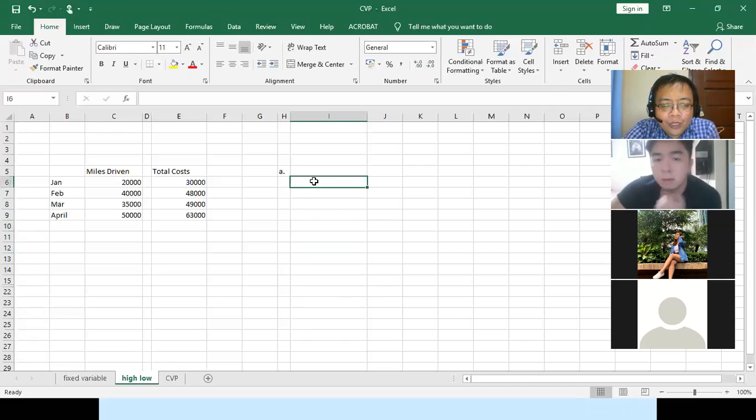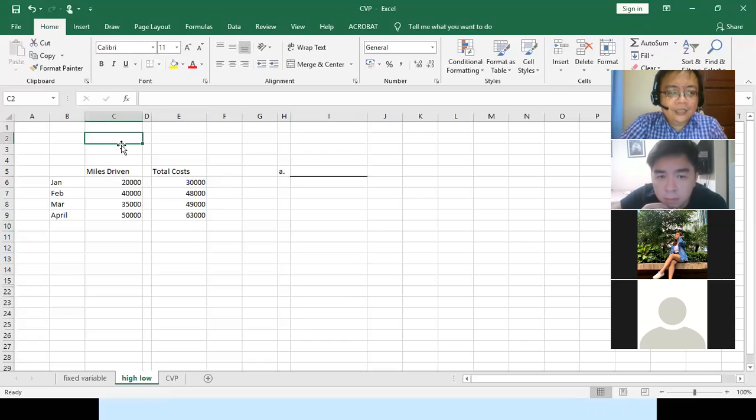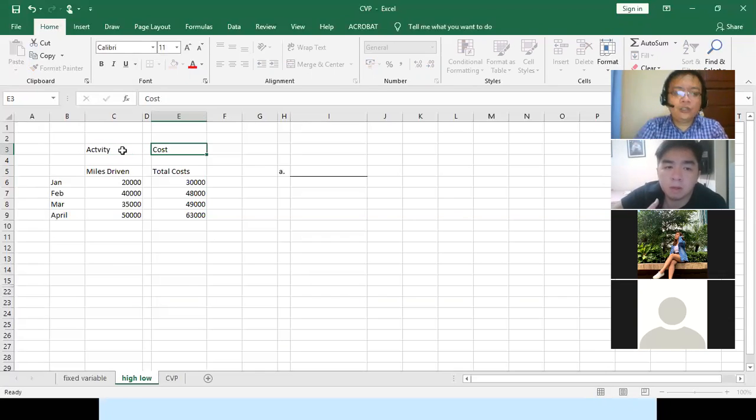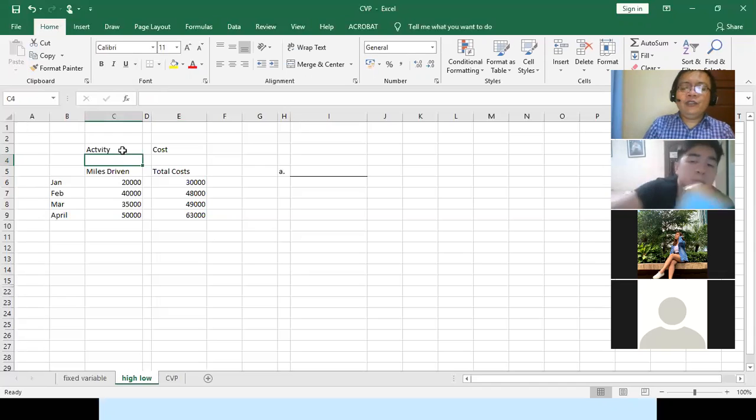Alright, ano yung unang gagawin mo? This is the activity. Take note, ha? This is your activity. Alright. And this is your cost. Take note of this. Anong una mong titingnan? Activity or cost?